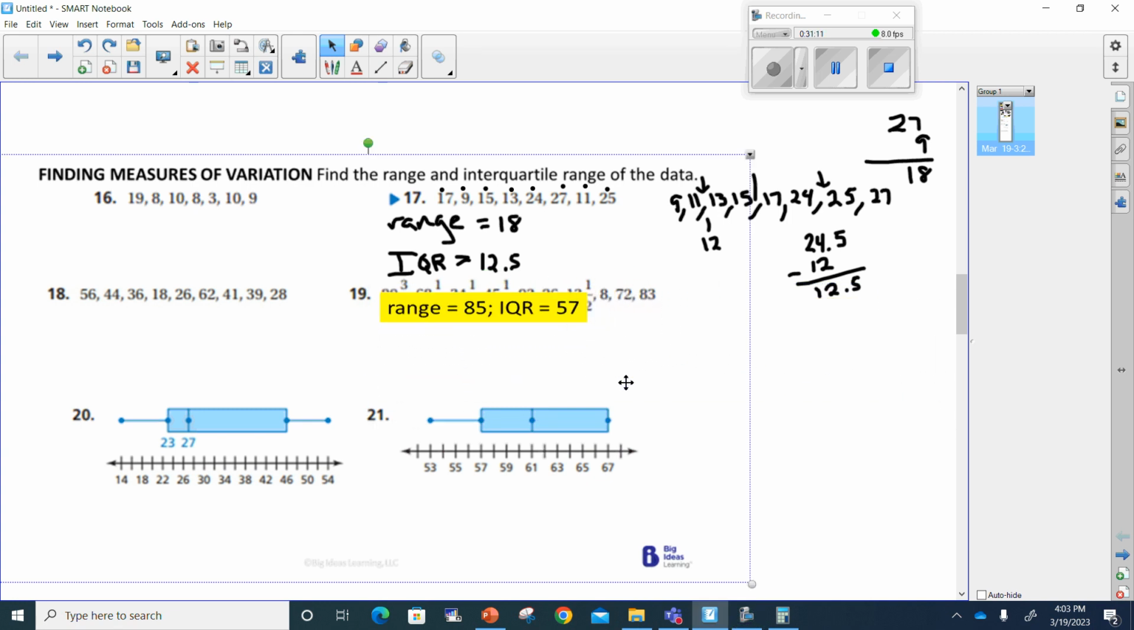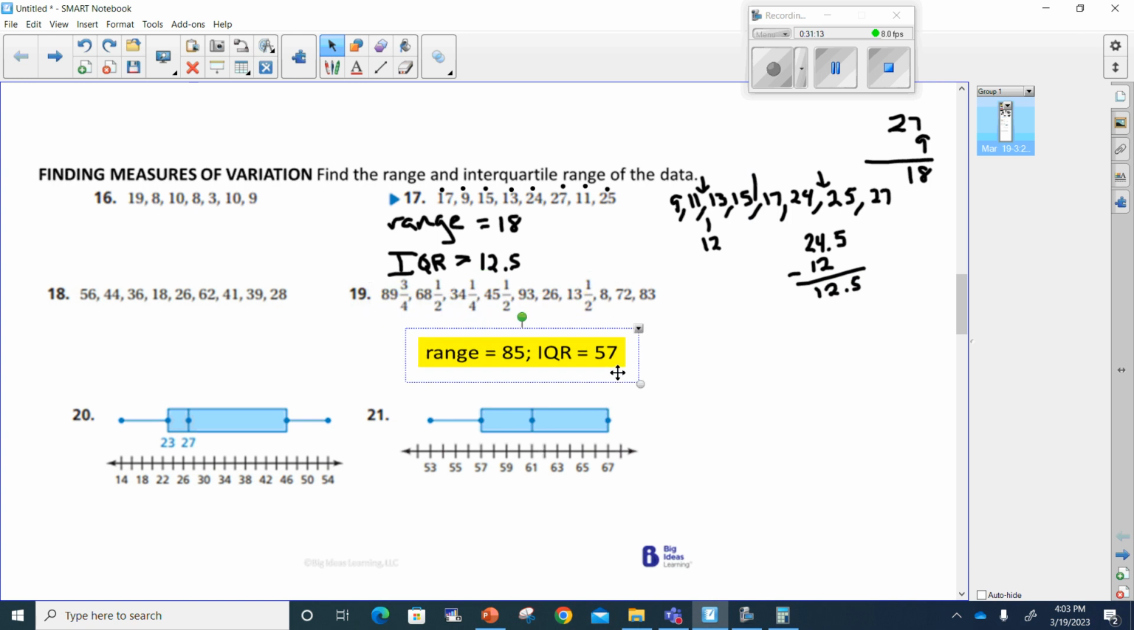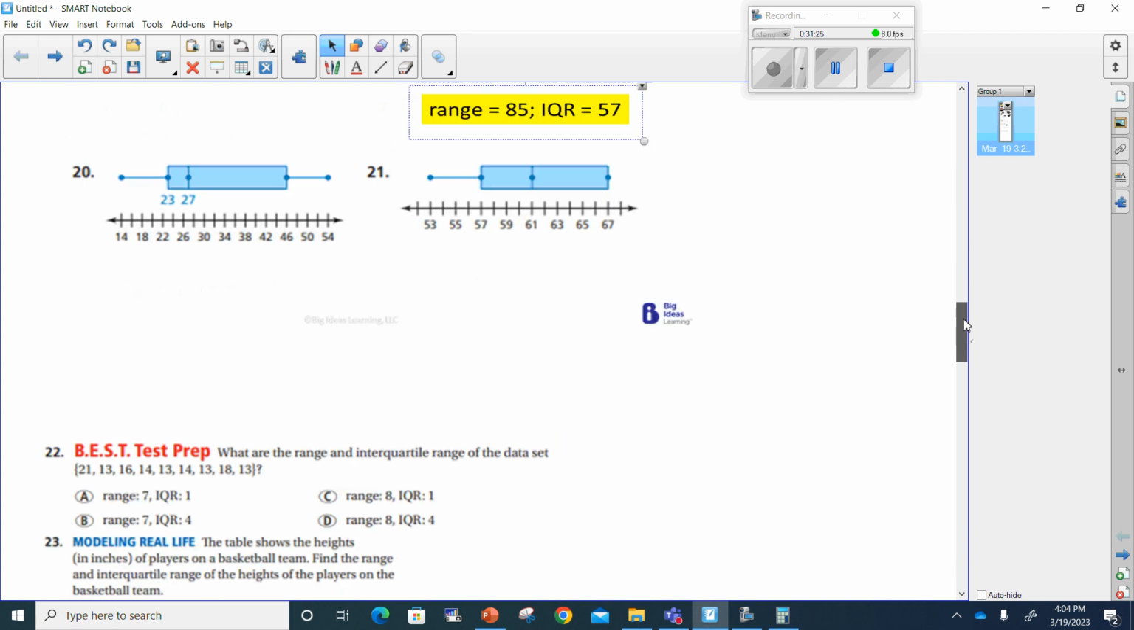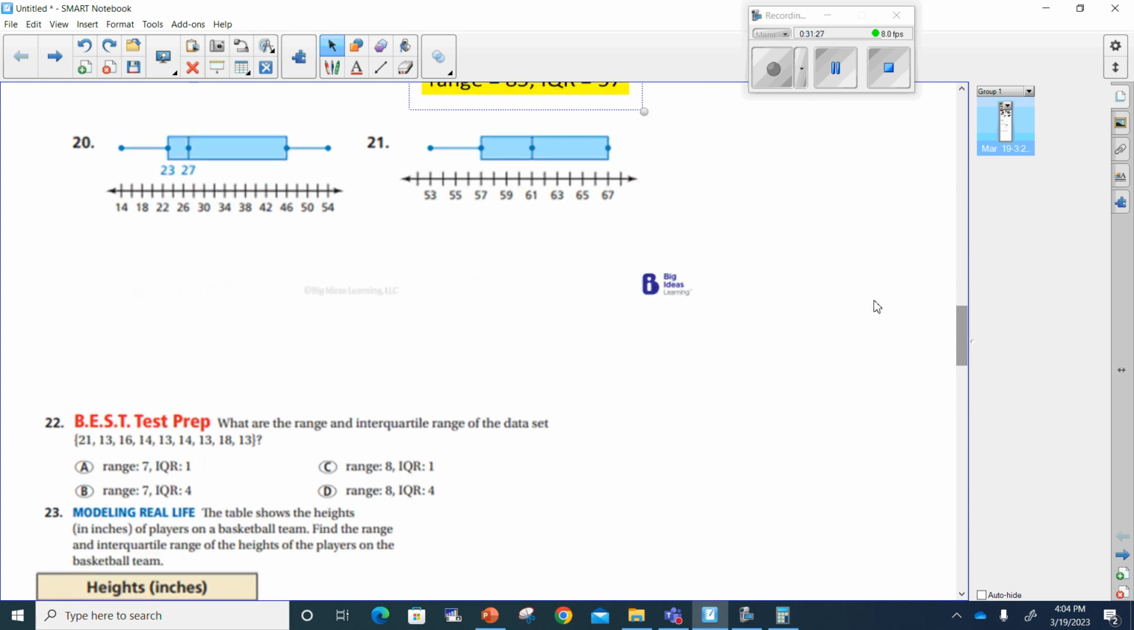And I put this over here because this video is getting kind of long and I want to shorten it up a little bit. The range will be 85. Then you'll do the same thing we did over here, find those middle ones, and you'll find out the interquartile range will be 57. All right, let's go to number 21.